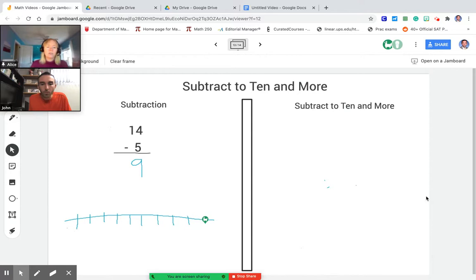So if this was 5, up to 14, then I would say, well, it's 9 hops back. So that's why if you have 14, you take away 5, you get 9 left.